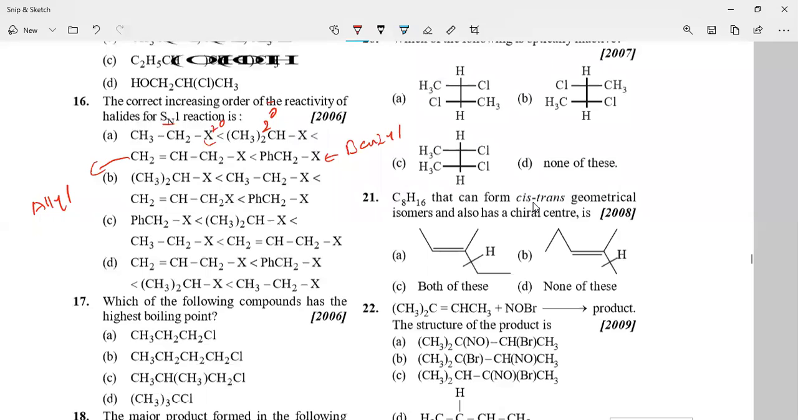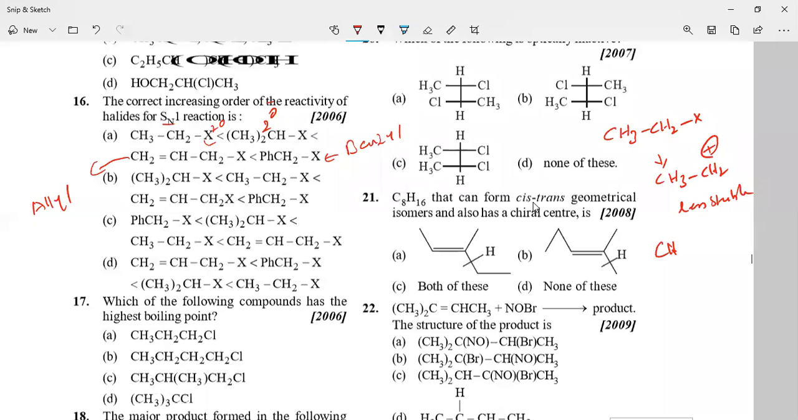The correct increasing order of reactivity for SN1 type of reactions. If you check option A, that is CH3CH2X. Upon undergoing cleavage, it will form a primary carbocation, CH3CH2+, which is less stable, very less stable. Next, the secondary carbocation.